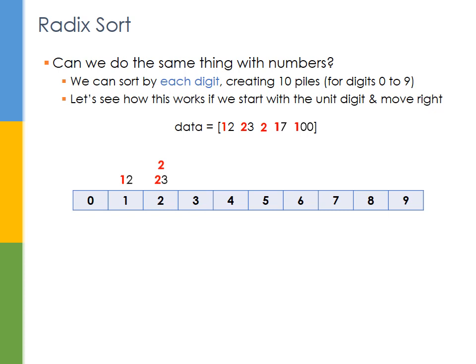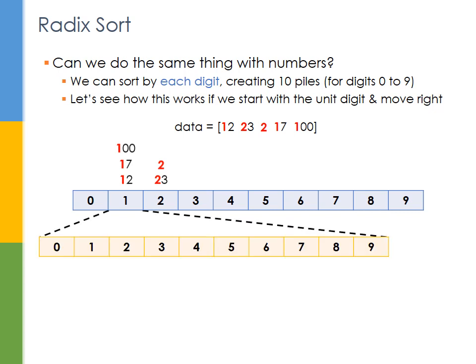17 needs to go into the pile for the digit 1. And finally, 100 needs to go into the pile for the digit 1. So now we've finished processing the first digit in all of our numbers, but we see that we have multiple values within a single pile. So we can't stop at this point. So we need to then process each of these piles one by one.